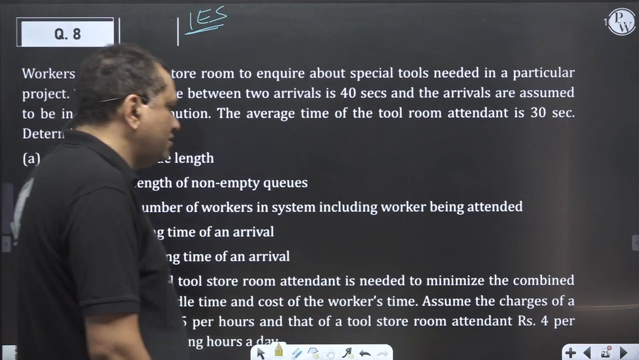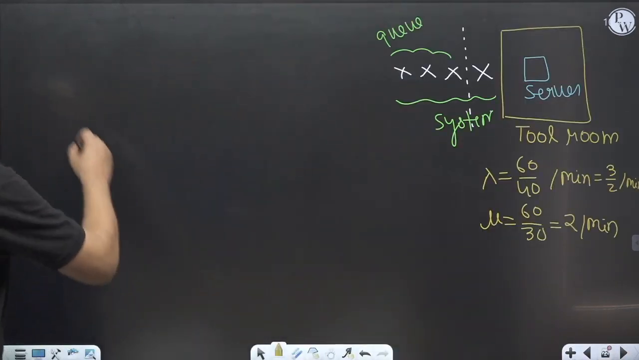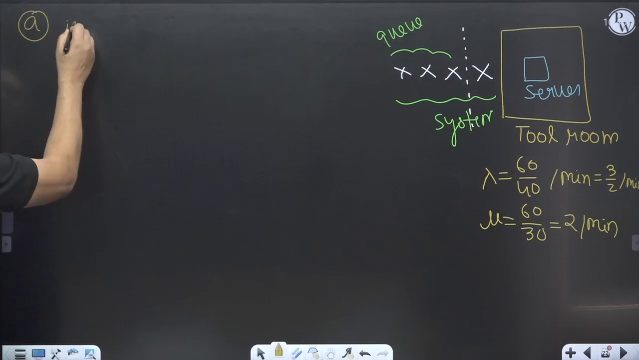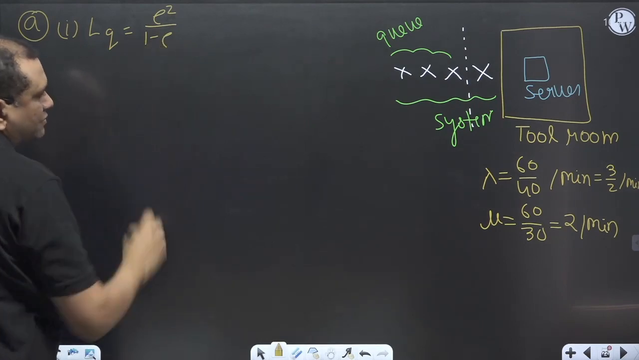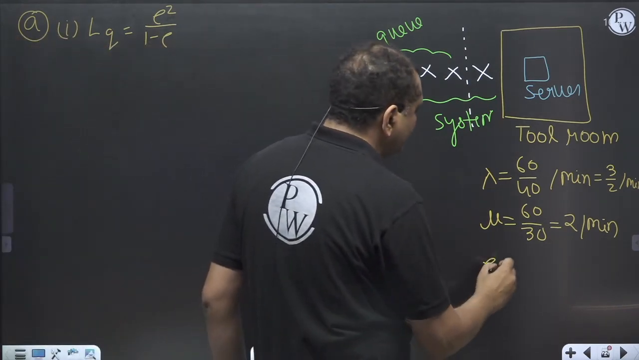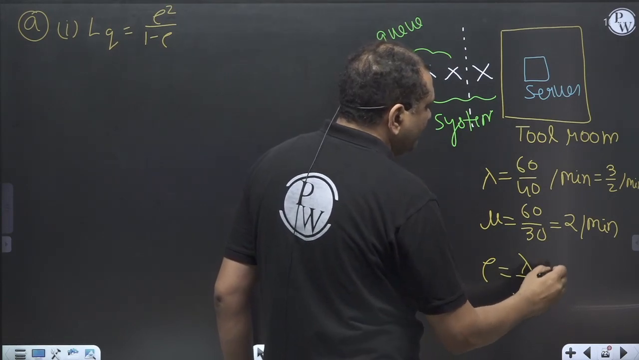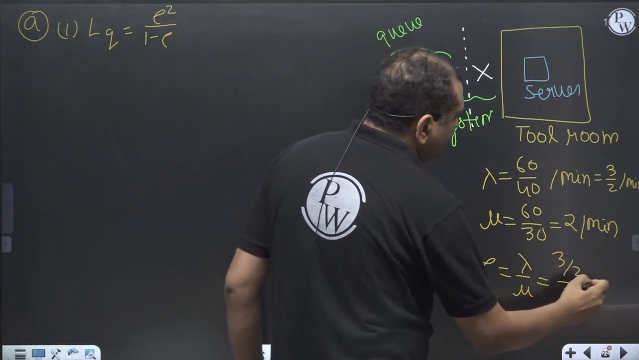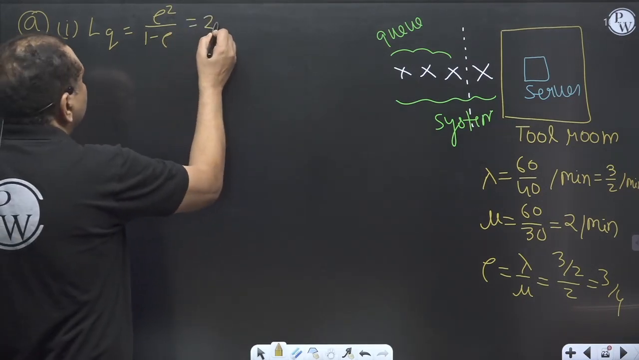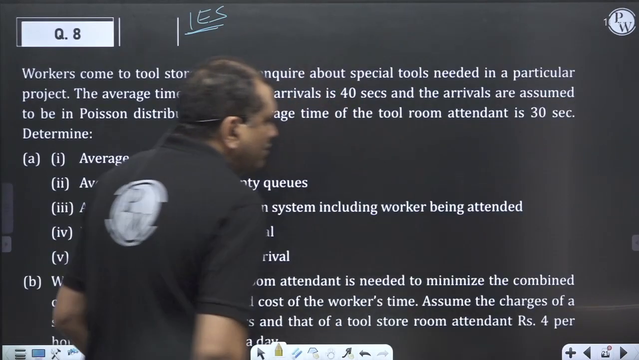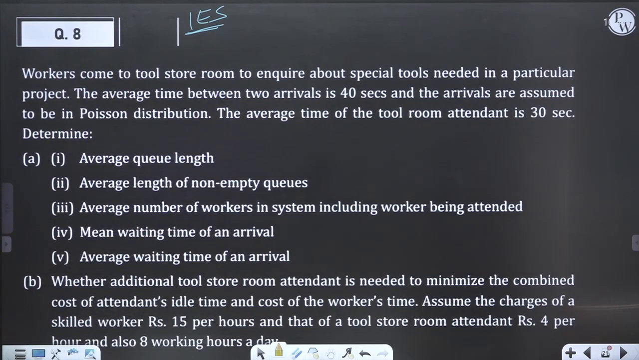The average queue length. So the question has two parts. Average queue length is nothing but rho square divided by 1 minus rho. Rho is lambda by mu, 3 by 2 by 2, which means 3 by 4. So LQ is 2.25. The question is asking for the average queue length.